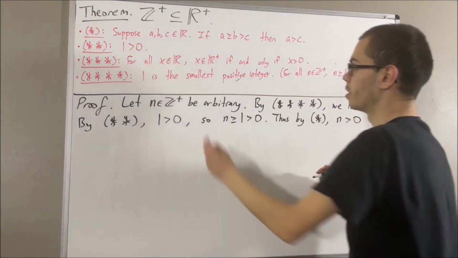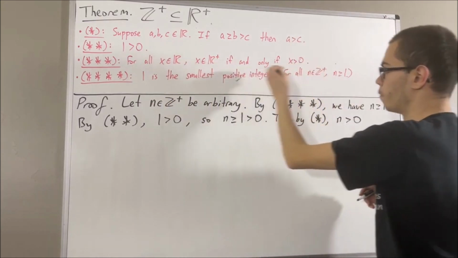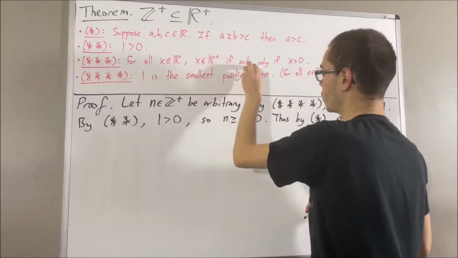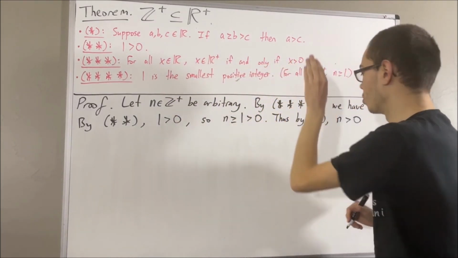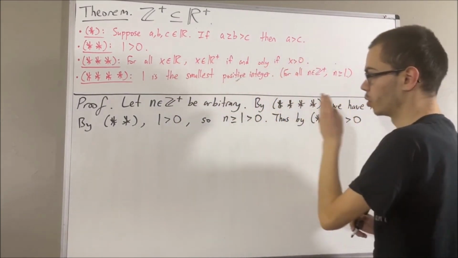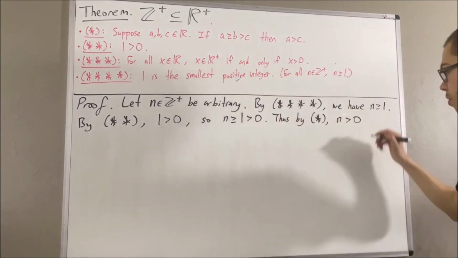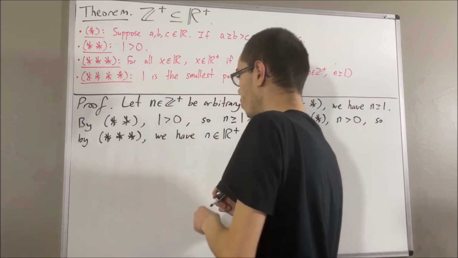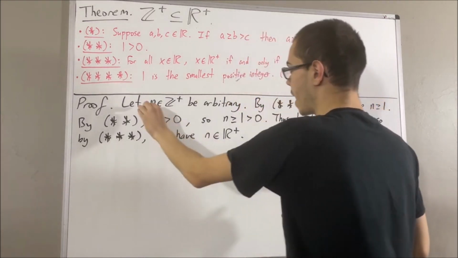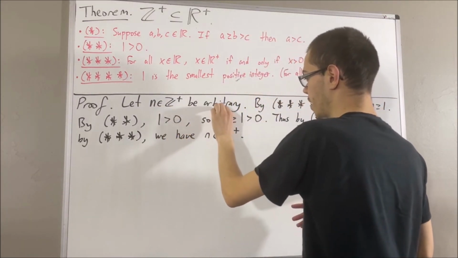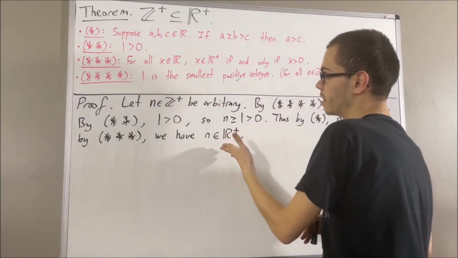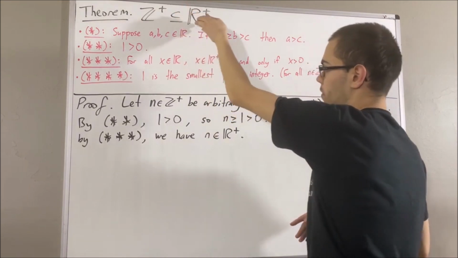So then, by star star star, if we take x to be n, well then n is a positive real number if and only if n is greater than 0. Well, since we know n is greater than 0, we can conclude that n is a positive real number. So, putting this together, we have shown if n is any positive integer, then n is a positive real number. And so that tells us that the positive integers is a subset of the positive real numbers.